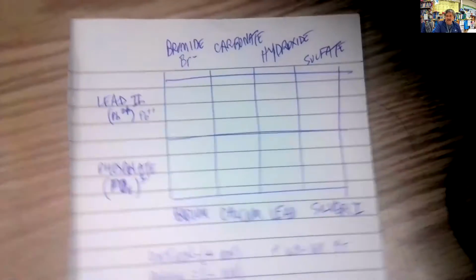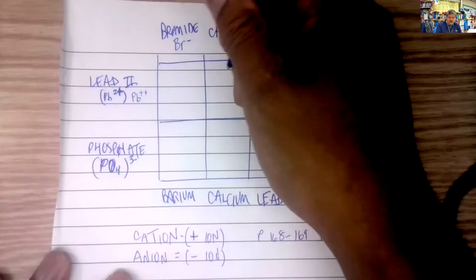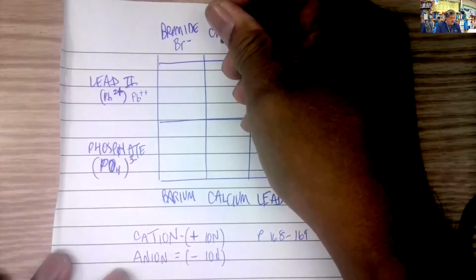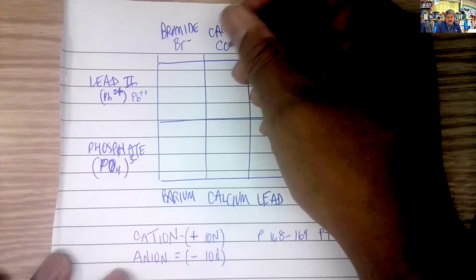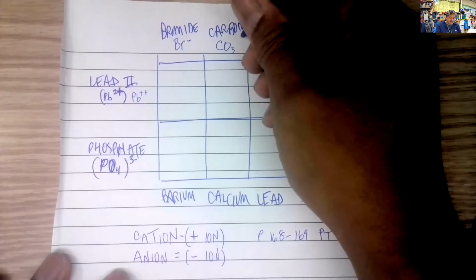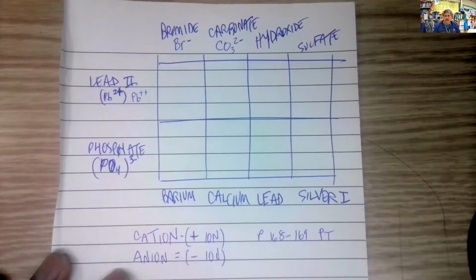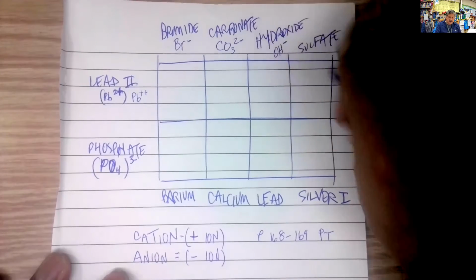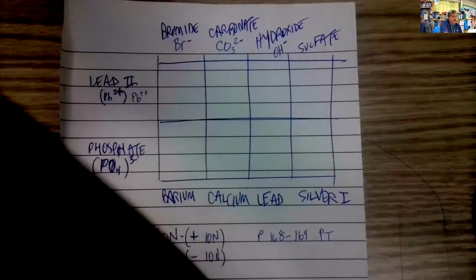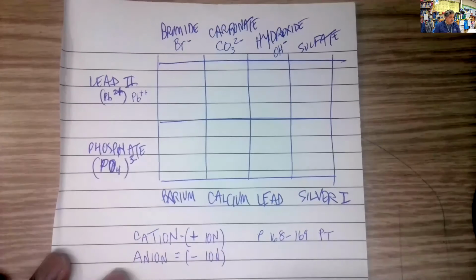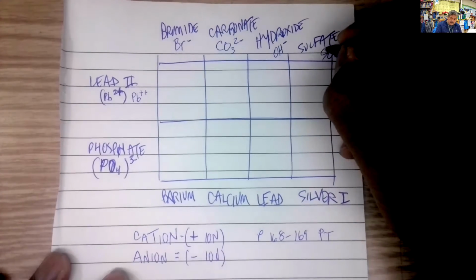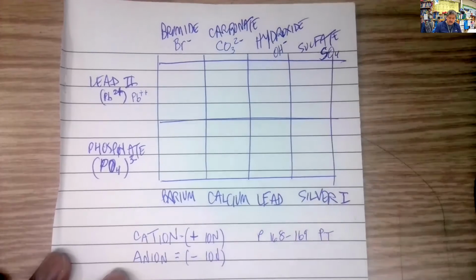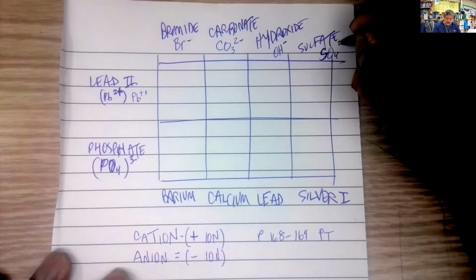So the carbonate, where am I? There's the carbonate. Now the carbonate is like carbon dioxide, right? CO, but it's CO3. And carbonate has a 2 minus charge. Hydroxide is OH, and has a 1 minus charge. And then sulfate is SO4. That's sulfur and 4 oxygens, and this whole thing together has a 2 minus charge.